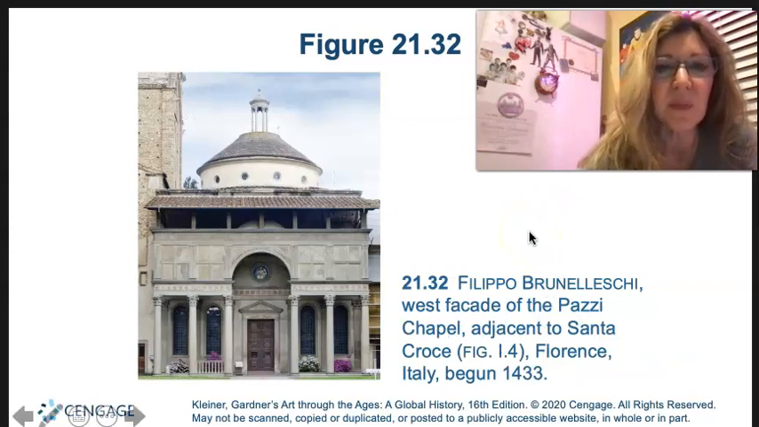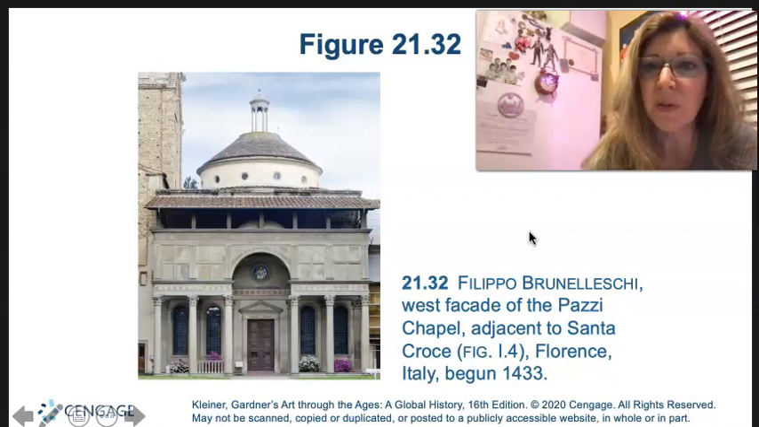Okay, this is the Pazzi Chapel by Brunelleschi, the Renaissance building that was one of the first conceived as a central plan structure.